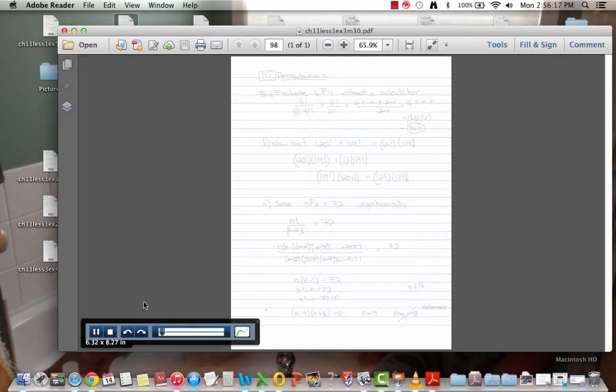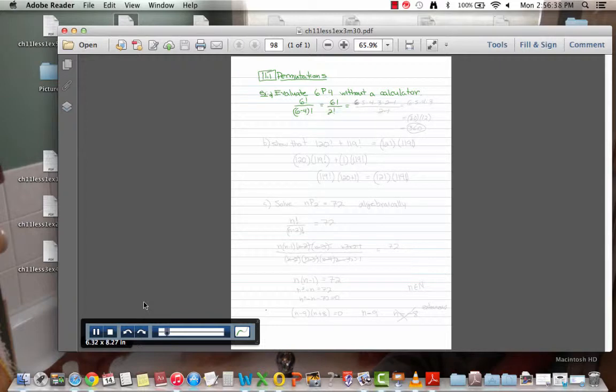This comes out of section 11.1, permutations. First piece of this example, we're asked to evaluate 6P4 without a calculator. Now, no one on your diploma exam is going to ask you this question because no way is taking your calculator away from you. But if we know what the P means, 6 factorial divided by (6 minus 4) factorial means we're doing 6 factorial divided by 2 factorial.